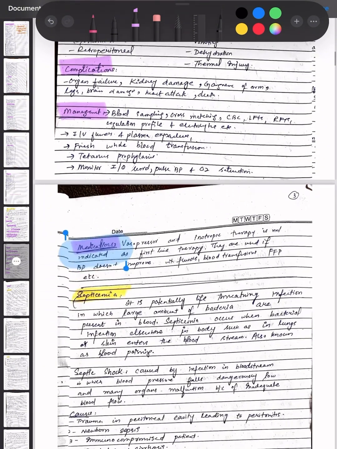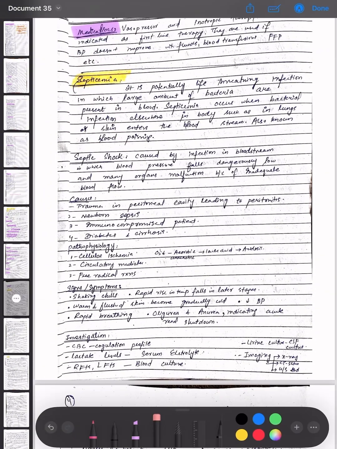Coming towards septicemia. Septic shock. For septic shock, first let's define septicemia. What is septicemia? It is a potentially life-threatening infection in which a large amount of bacteria are present in blood. Septicemia occurs when a bacterial infection elsewhere in the body, such as in lungs or skin, enters the bloodstream, also known as blood poisoning.